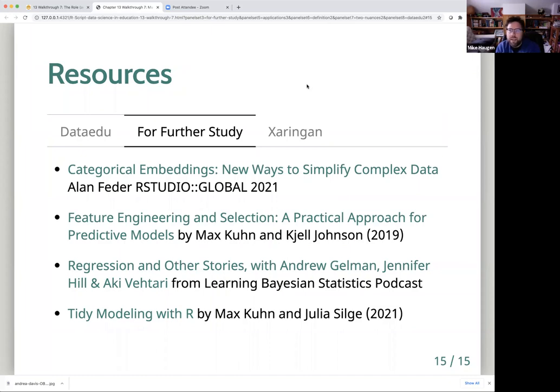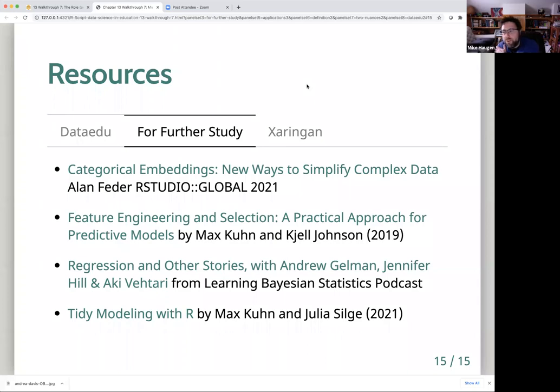I think he was mostly working in deep learning environments, but the idea there is potentially an alternative to dummy variables. Like he said, if you're going to convert zip codes to dummy variables, that's tens of thousands of columns that you're adding to your data set. But with the embed, you have one column. So it kind of helps with that issue. Feature engineering and selection, a practical approach for predictive models. Again, there's a chapter or a section on dummy variables there, so you can get more into it if you want to on the different kinds there.